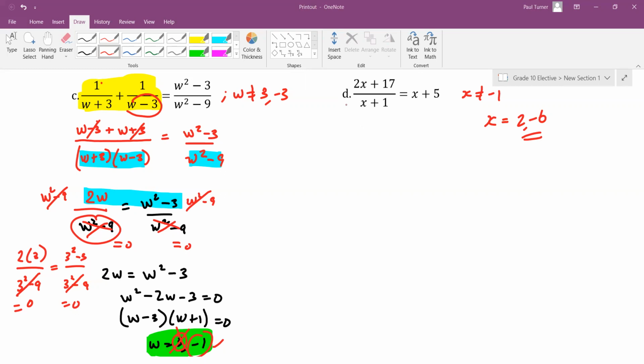So if we're going to solve it, we've got an X plus 1 in the denominator. So let's multiply X plus 1 both sides.